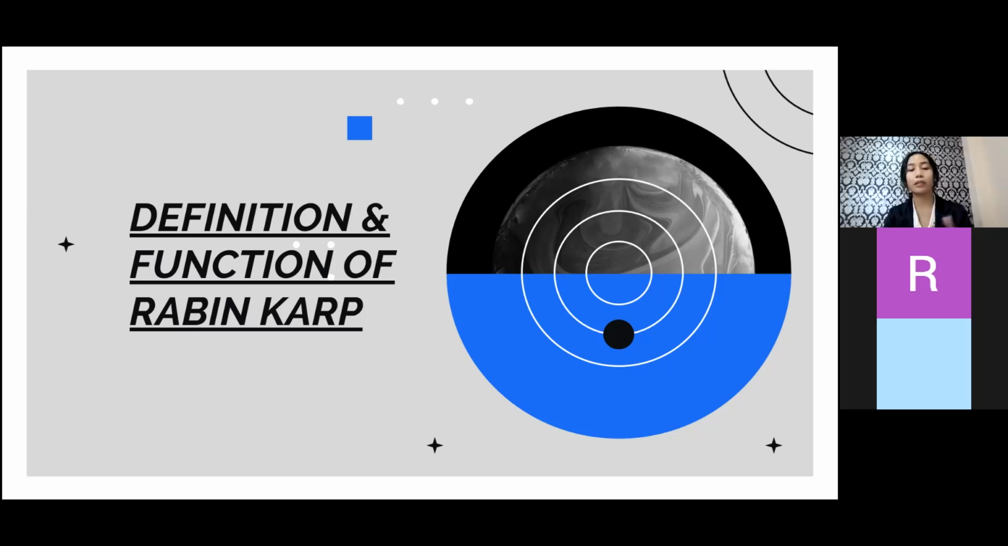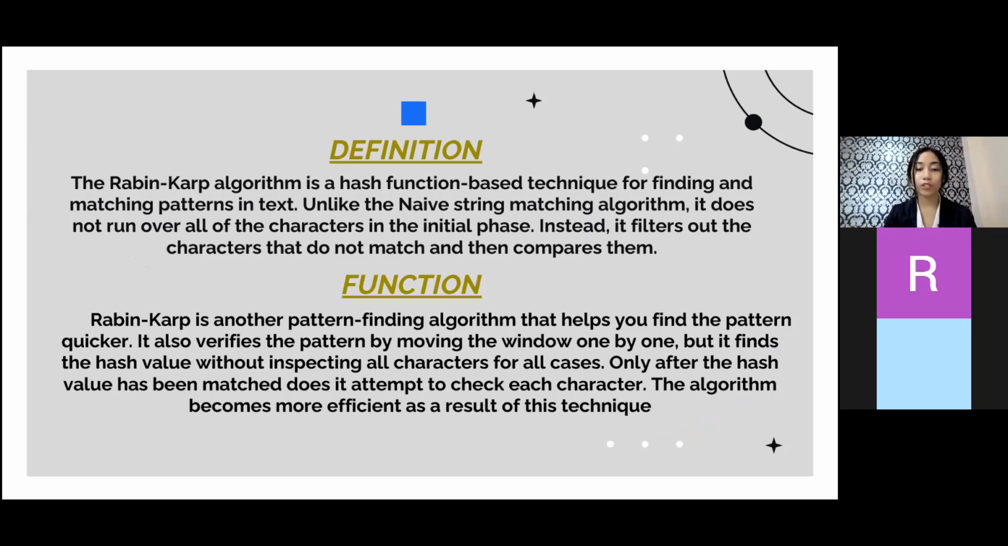Okay, after we already talked about the basic theory in our ISAS, which is what exactly the algorithm is, now we are going to explain the main part in our ISAS, which is the Rabin-Karp. So I am going to tell you about the definition and the function of Rabin-Karp itself. For the definition, Rabin-Karp is a hash function-based technique for finding and matching patterns in a text or a document text work.